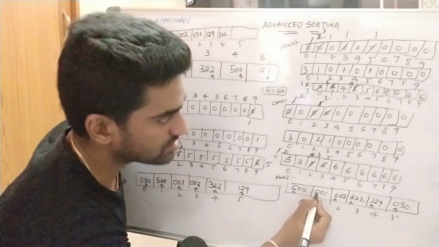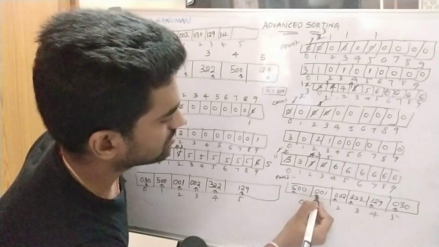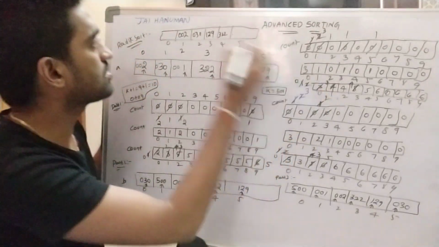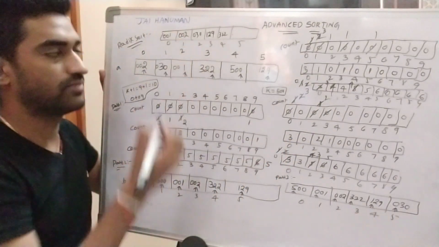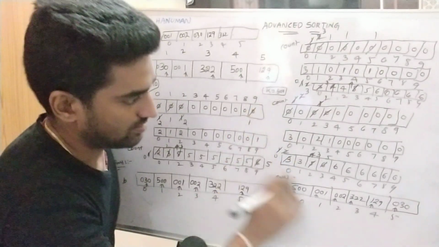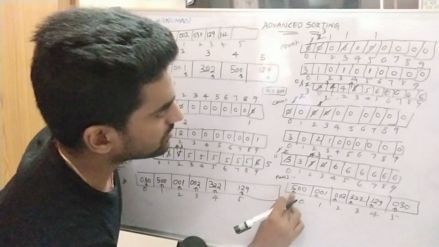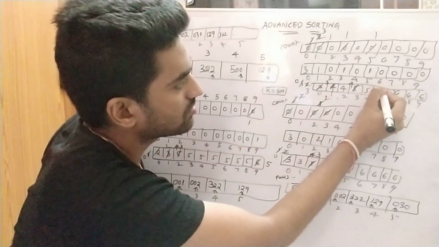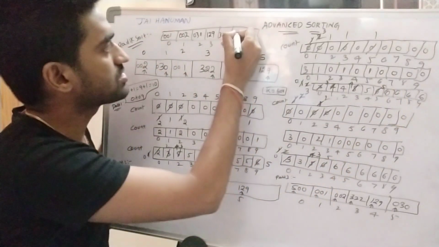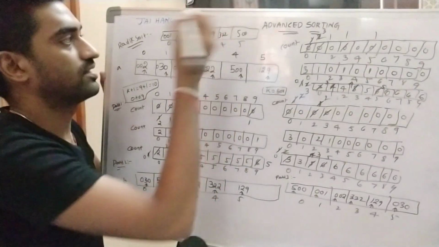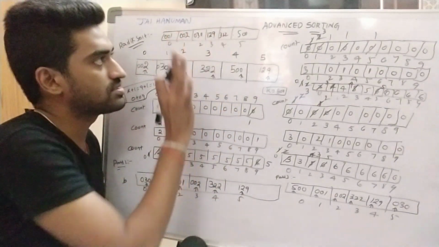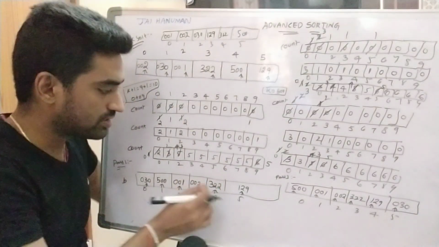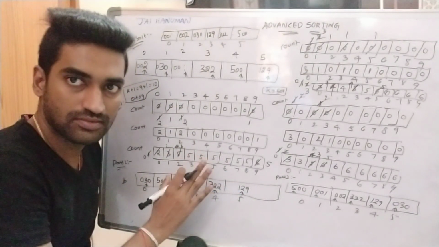The next element is 001. The digit is 0, so go to the 0th position, decremented by 1. At the 0th position, we store 001. Fine. Here is 500, so go to the 5th index, decremented by 1, and at the 5th position we store 500. Now this is the newly generated array, the pass 3 output array. All 3 digits have been completed.